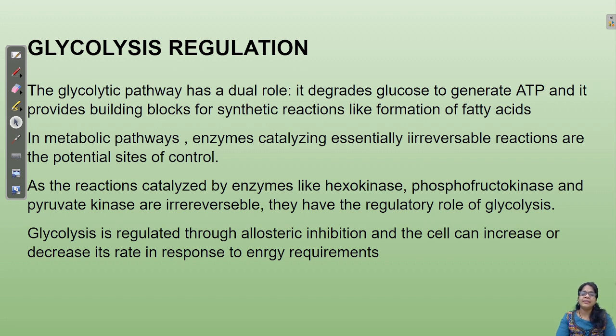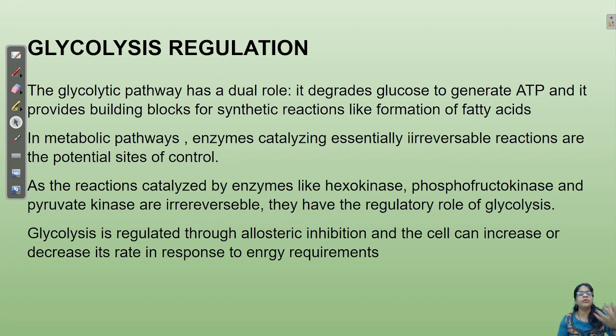So all these three irreversible steps regulate glycolysis. The whole fate of glycolysis, whether it goes to the end of the production of pyruvate or not, is mainly dependent on these three important enzymes. That is why they are called the regulatory enzymes of glycolysis. Before I enter into it, you have to be aware of a term called allosteric inhibition.